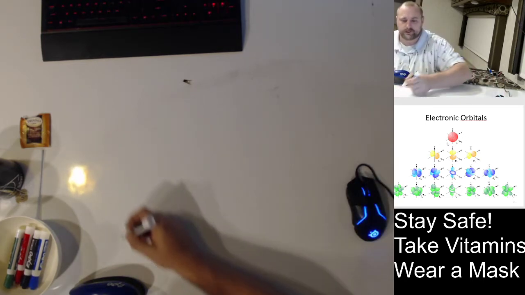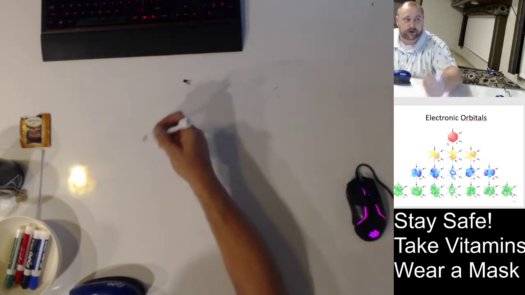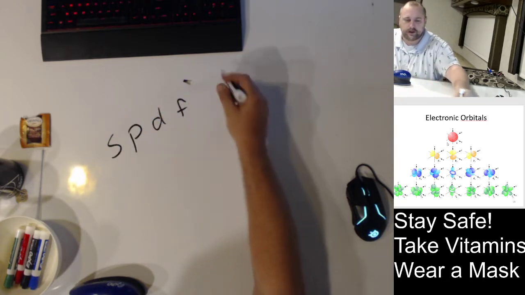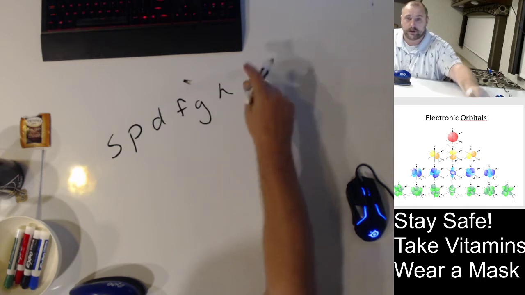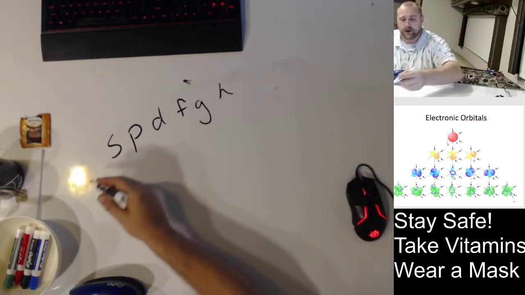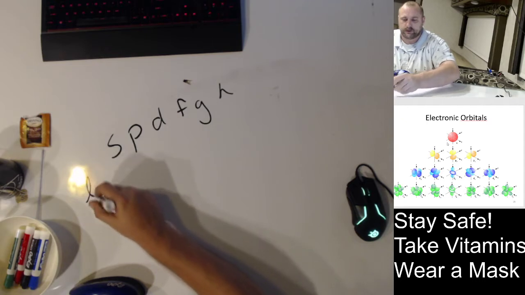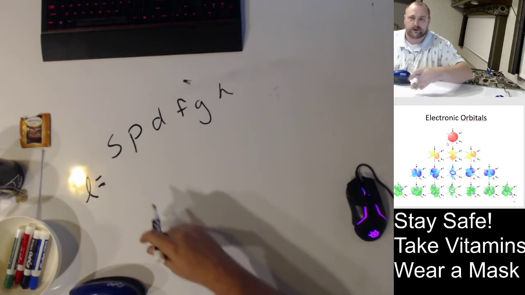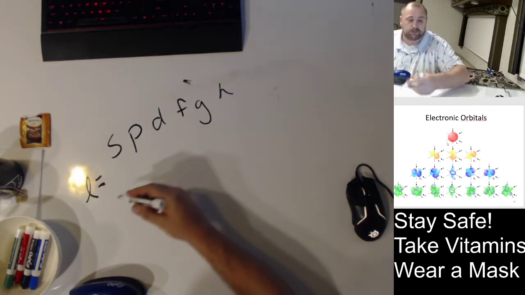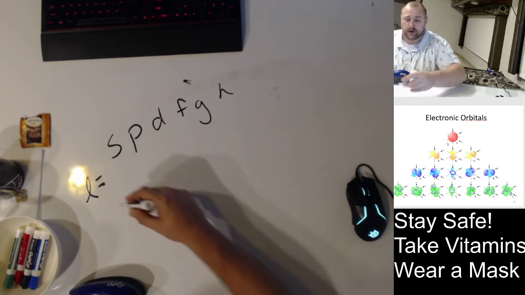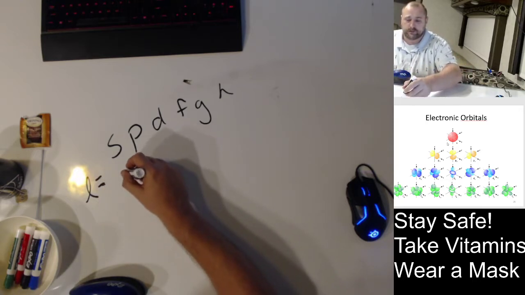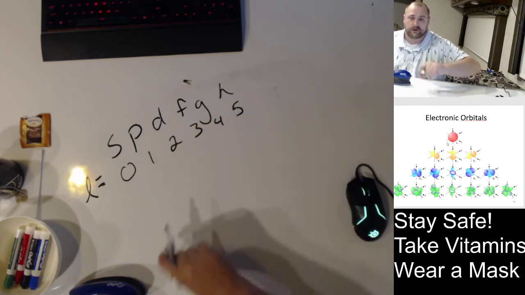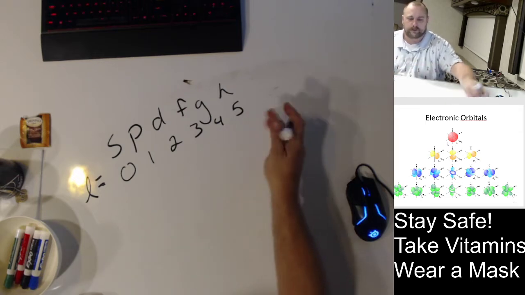So let's make a handy little table to summarize some of the basics here. We have S, P, D, F, and G, H, and we can take it as far as we want. These we'll talk about a little bit later. It's got a lowercase l. These numbers are actually defined, and we'll talk about this l in a little bit. But this is 0, 1, 2, 3, 4, 5, and we're just going to go numerically, up by 1.